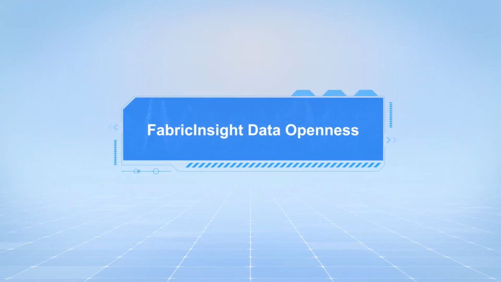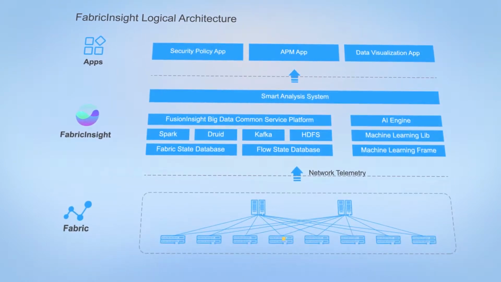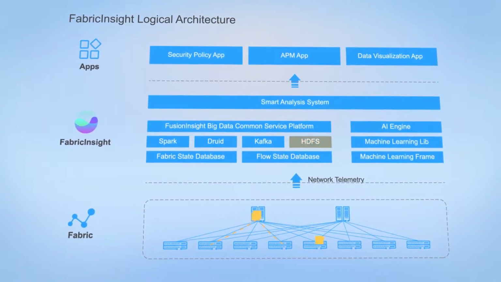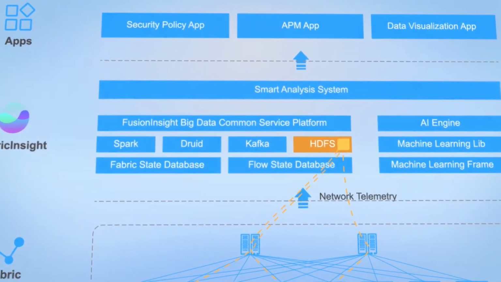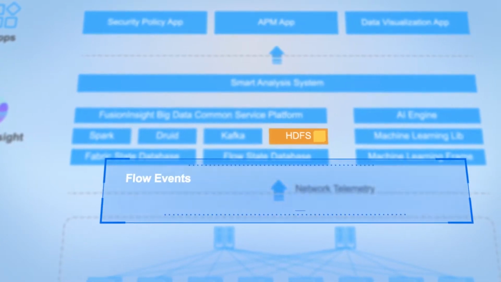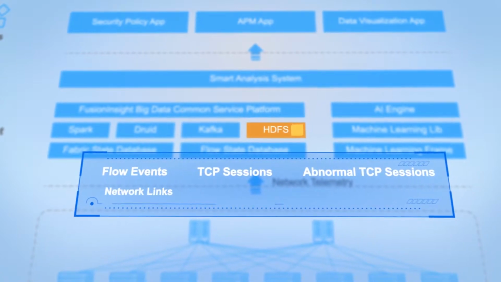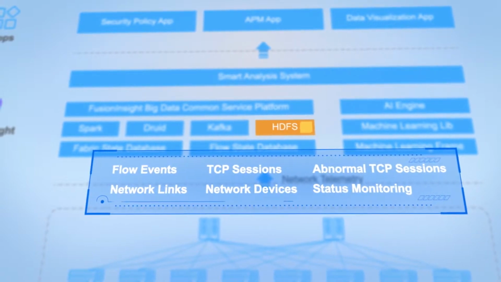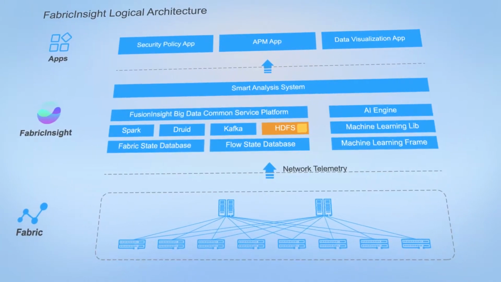FabricInsight data openness. As well as collecting and processing data to analyze and then display, FabricInsight is very open, allowing interconnection with third-party data visualization applications. FabricInsight provides numerous types of data tables. Data tables stored in the HDFS cover flow events, TCP sessions, abnormal TCP sessions, network links, network devices, and status monitoring. Such various data tables help users understand the data center network from multiple aspects.